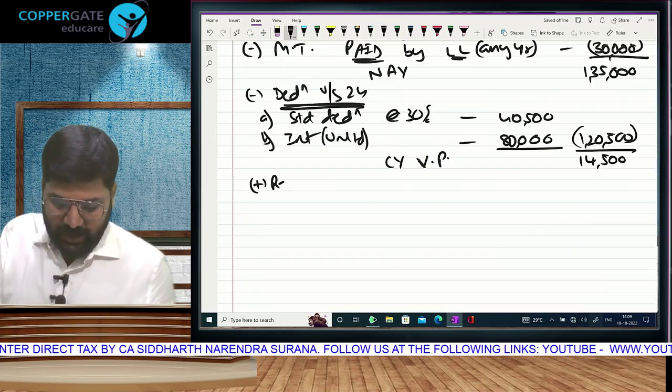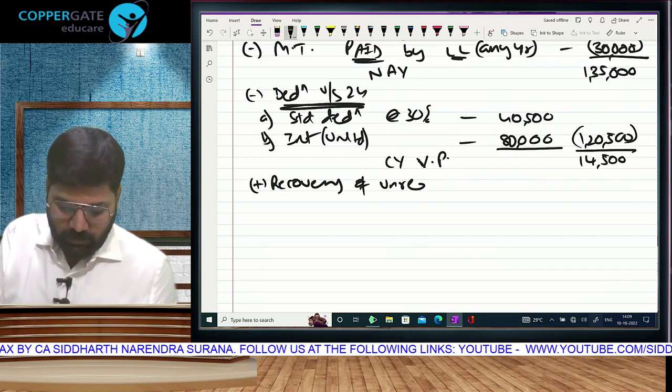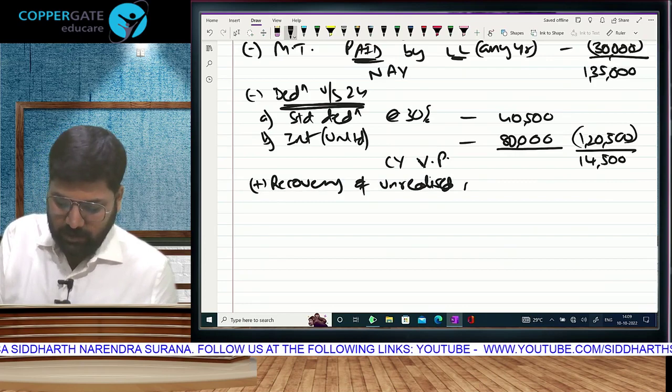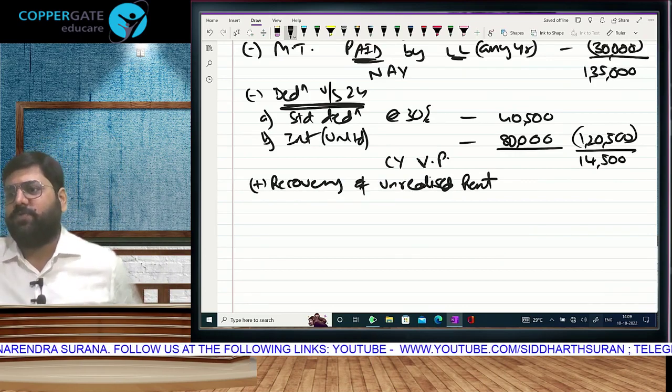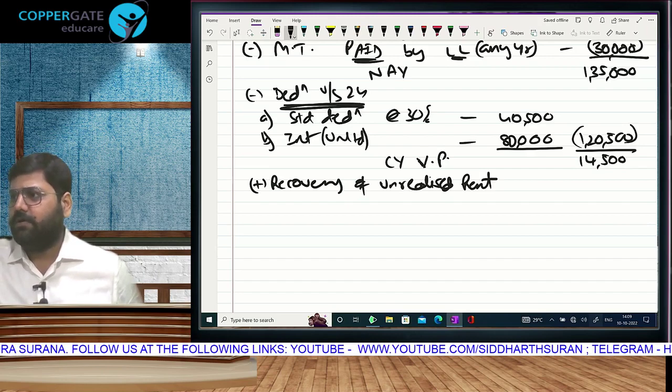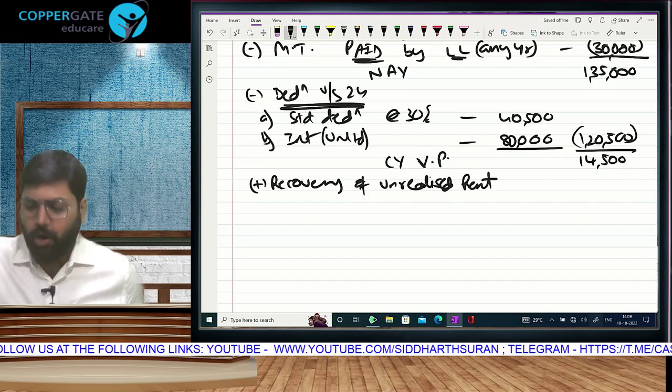Unrealized rent, so that will also be added here. Recovery of... how much is the recovery amount? 30,000. And expenses are 5,600, so we will tax 24,400.